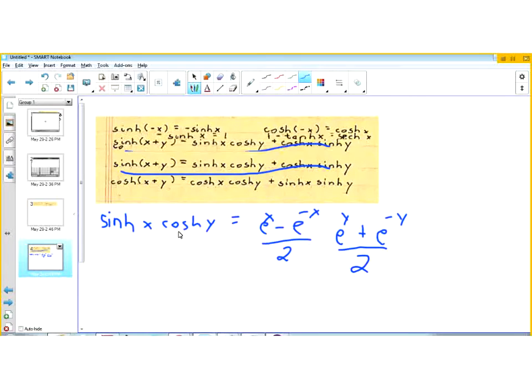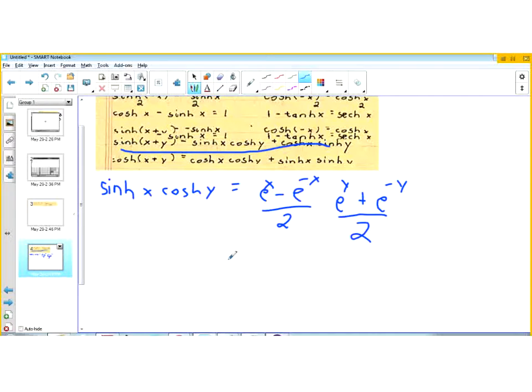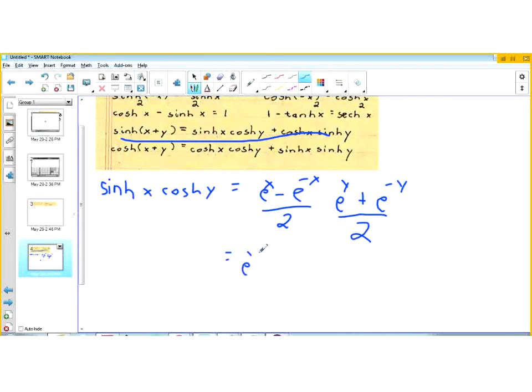over 2. So let's do the multiplication. I'll use FOIL for the numerator. That'll be e to the x plus y plus e to the x minus y minus e to the minus x plus y minus e to the minus x minus y over 4.